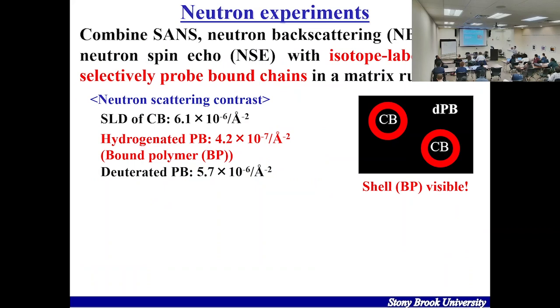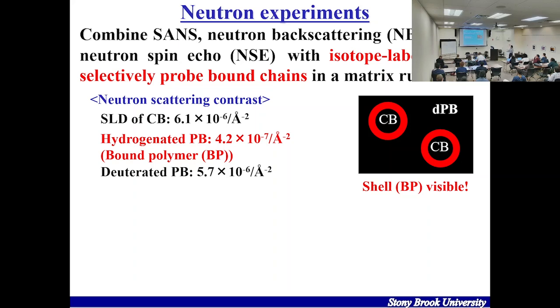Okay, so the polymer group, we did this one, remember? So first we have to make sure we have a contrast. So in this case, right, this is a carbon black system. Again, as I said, the outside is the bound polymer, right? So we want to make a contrast by using deuterated polymer. That's what we call isotope labeling.